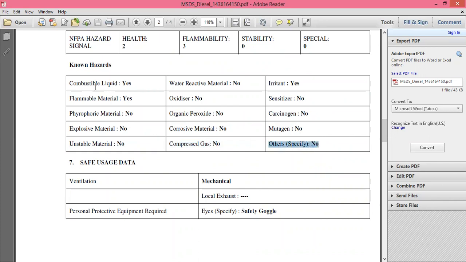So basically the hazards are that it is a combustible liquid, it is an irritant, and it is a flammable material. So we have to take care of this particular cargo so that it doesn't catch fire. We should refer to the fire triangle, and we should see that this is fuel. So fuel is there. The other two sides of the fire triangle are basically heat and air. We should cut off heat and air so that the fire triangle does not get completed.